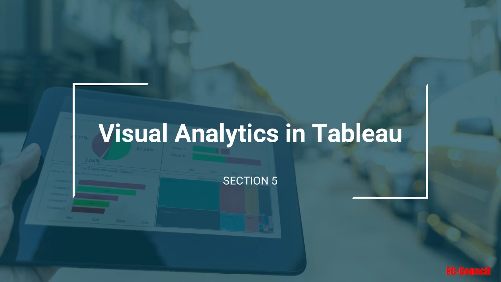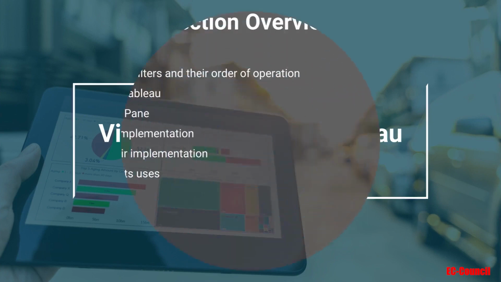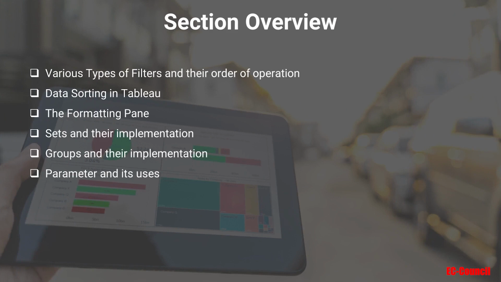In this section, we will explore visual analytics in Tableau. Starting off, we will understand what different types of filters are and how to implement them in Tableau. We will discuss the order of operations based on which different types of filters are applied in a view. This will help you formulate the filtering logic in order to visualize data as per your requirements.